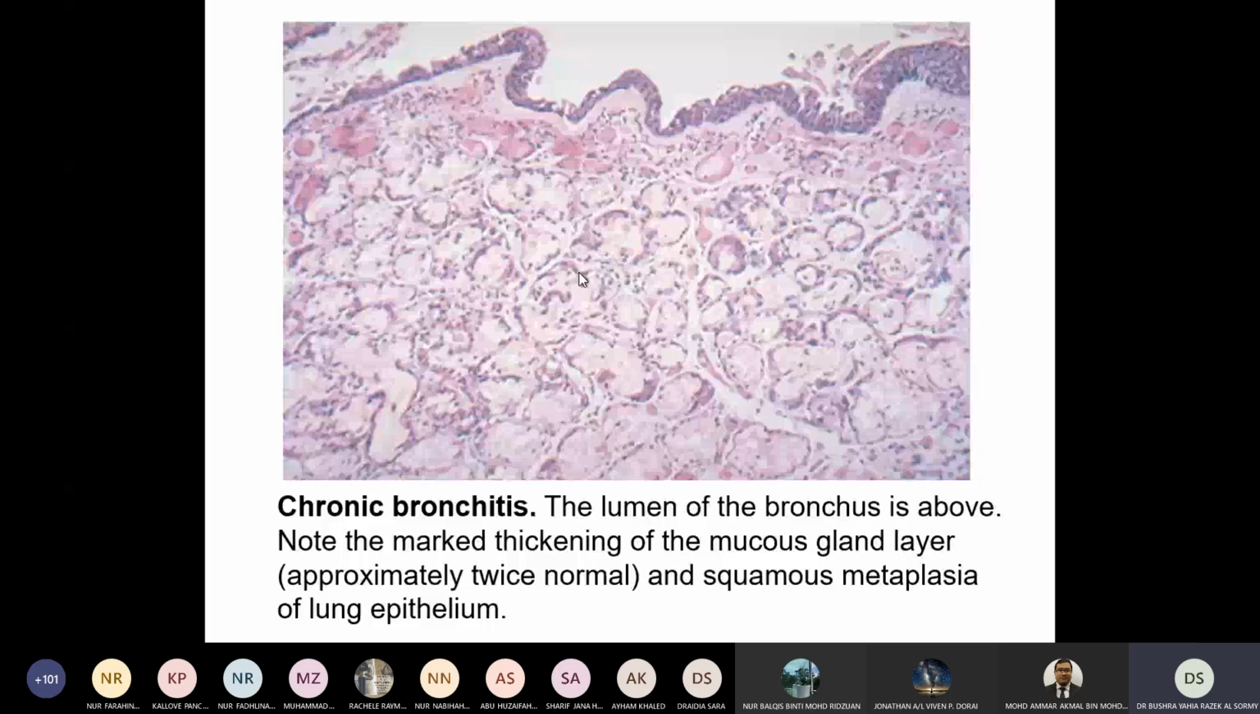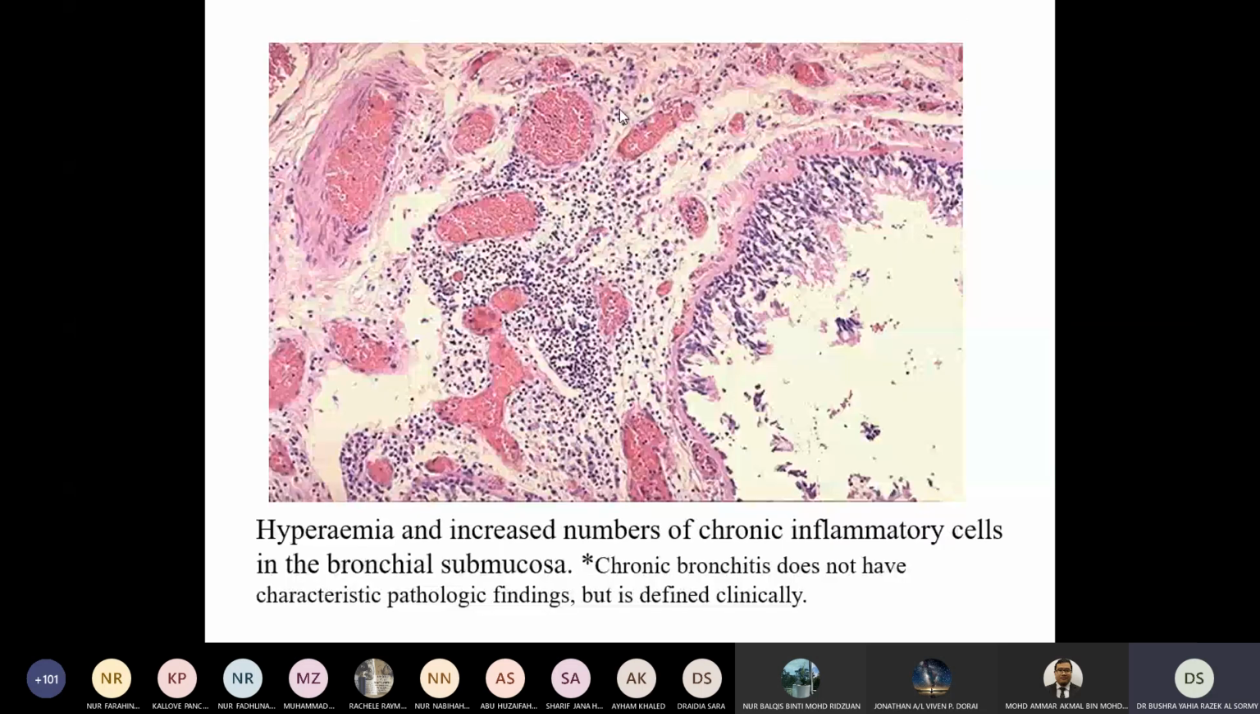You can see here a lot of dilated blood vessels and a lot of inflammatory cells in the bronchial wall. This one is the mucosa. Okay, understood.